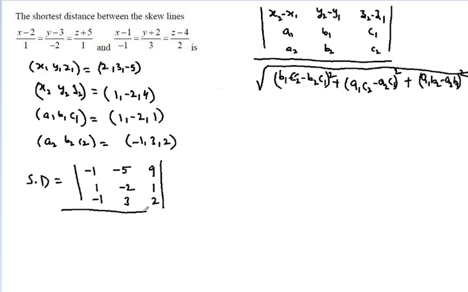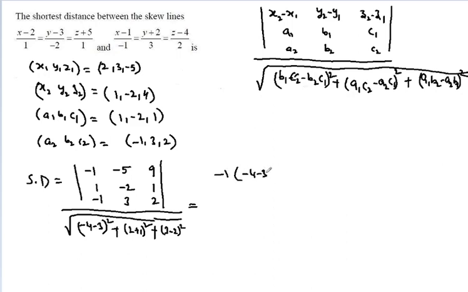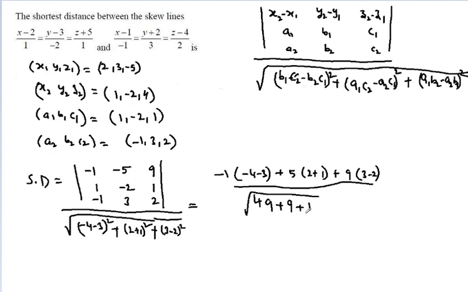Whole by the square root of: minus 2 into 2, that is minus 4, minus 3, so minus 4 minus 3 whole square, plus 1 into 2, 2 plus 1, whole square, plus 1 into 3, 3 minus 2, whole square. Now find the determinant: minus 1 into (minus 4 minus 3), plus 5 into (2 plus 1), plus 9 into (3 minus 2), whole by minus 7 whole square, that is 49, 3 square is 9, 1 square 1.